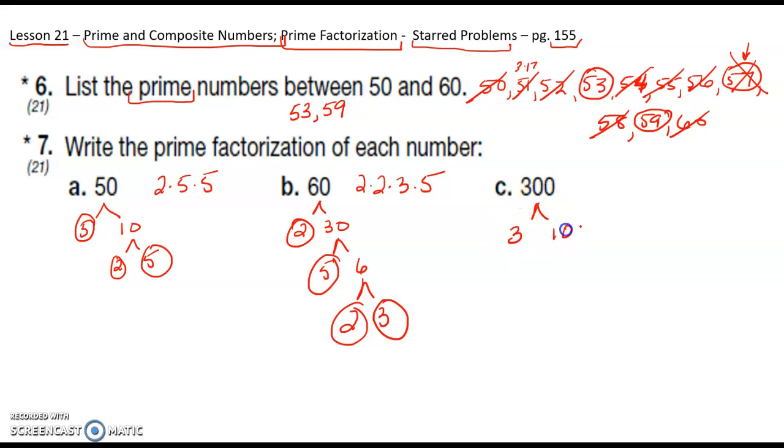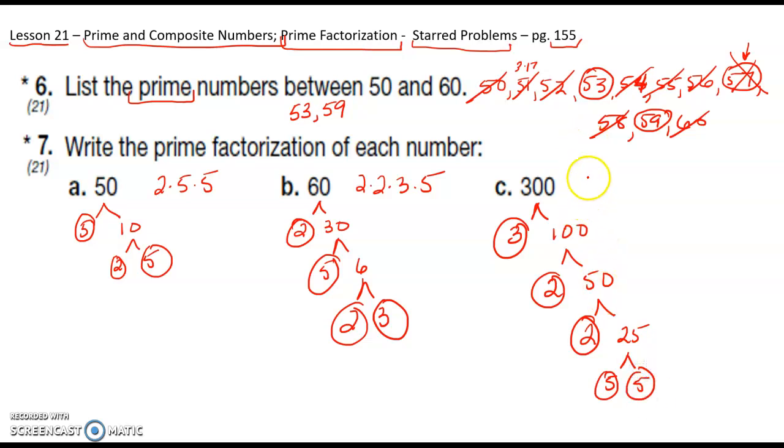Let's see, 300: 3 times 100, and let's do 2 times 50, and 2 times 25. You'll see I'm circling the prime numbers as I go because I know that I don't have to go any further. So this is 5 and 5. So I have 2 2's: 2 times 2 times 3 times 5 times 5.